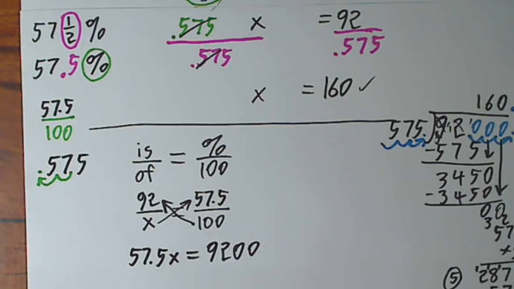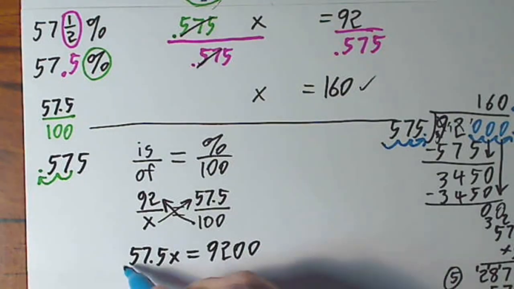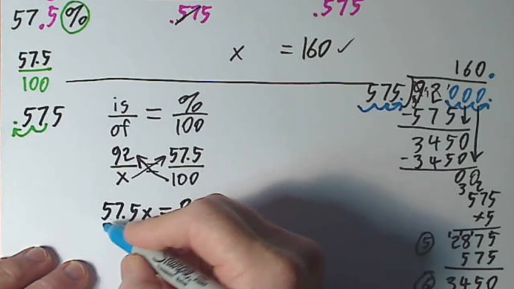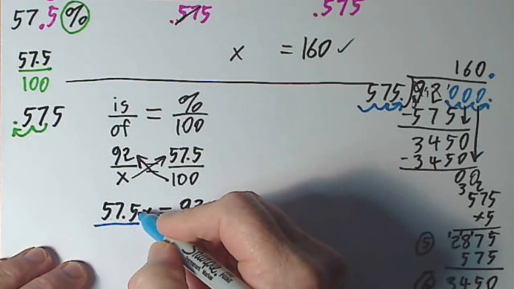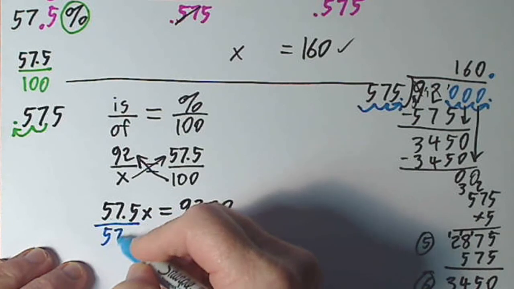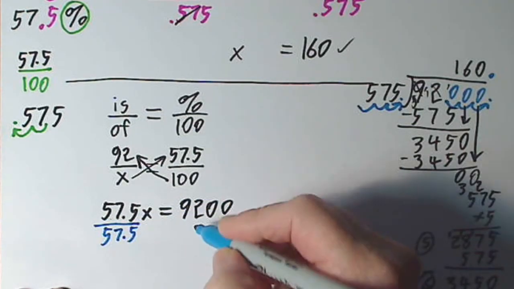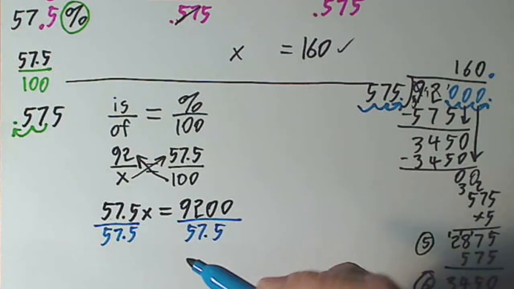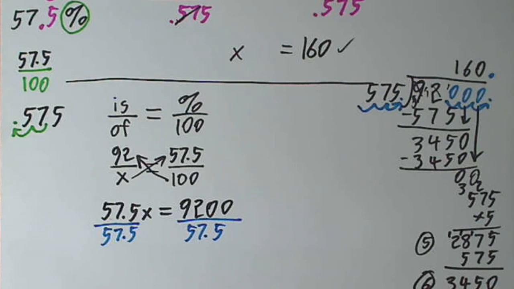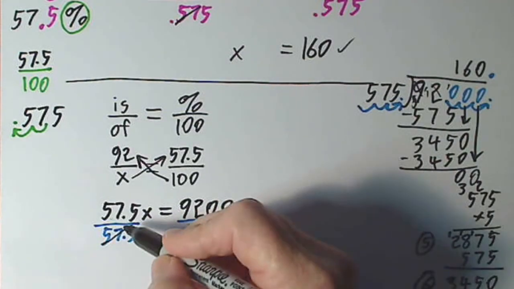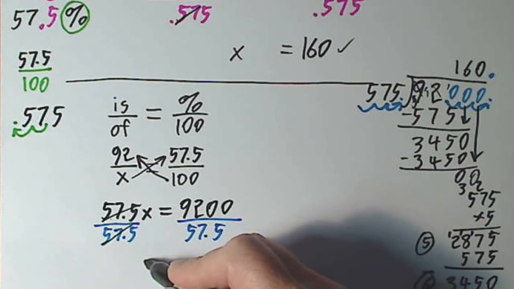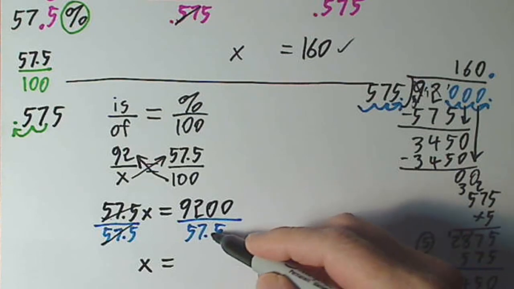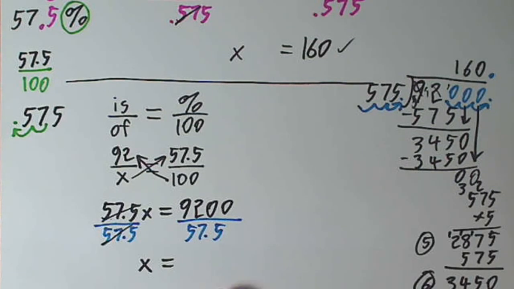To get x by itself, you need to get rid of 57 5/10. Better slide this up a little. So, it's held there by multiplication, so you're going to use the opposite operation, division. You have to divide each side by 57 5/10, and the left side cleans up quickly, as it always does. That's 1x, or we can just write x equal to 9,200 divided by 57 5/10.